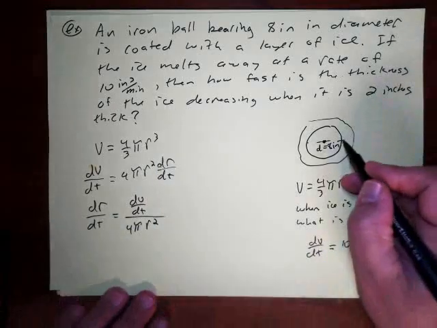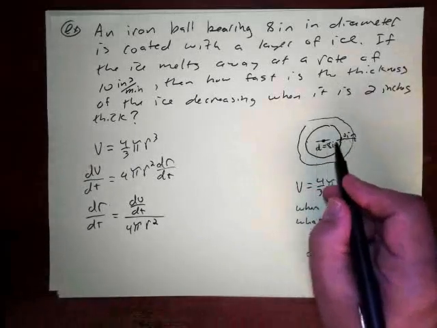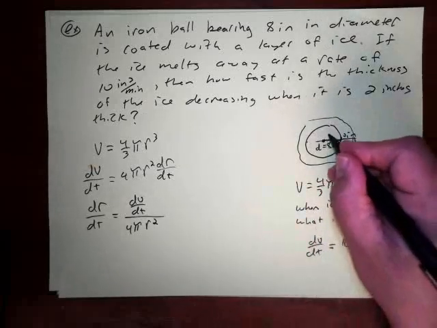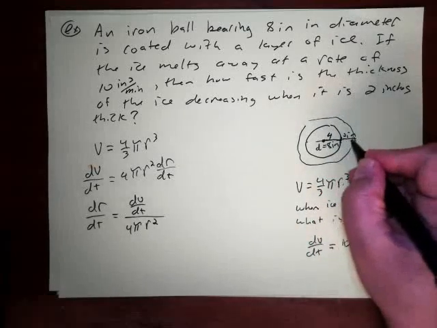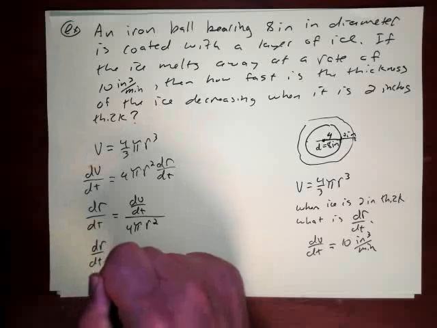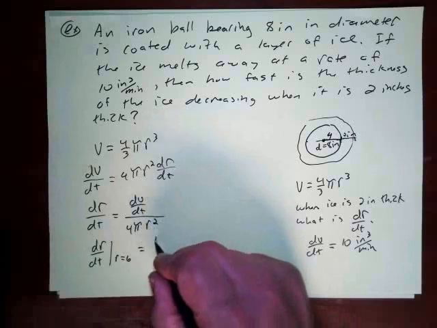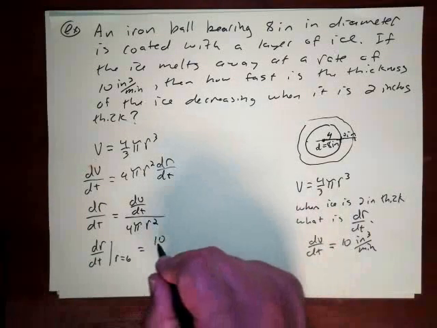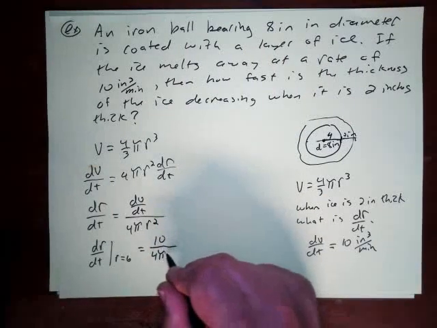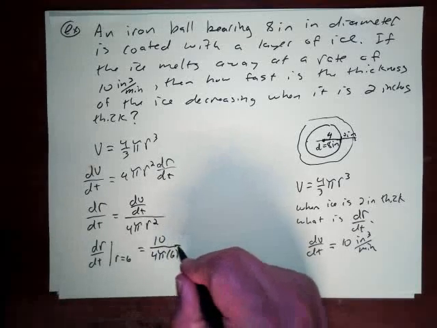Now let's think about it. What is r when the ice is 2 inches thick? Well, the diameter of the sphere is 8 inches, so the radius of just the sphere is 4 inches. So you have the 4 inches and 2 more inches. So we want to find dr/dt when r is equal to 6. And so dV/dt is 10 inches cubed per minute divided by 4 pi times 6 squared.